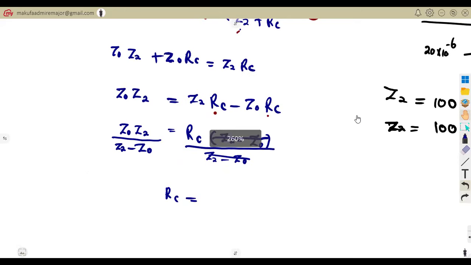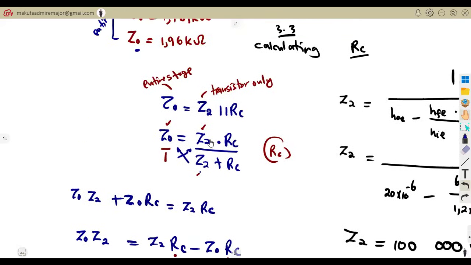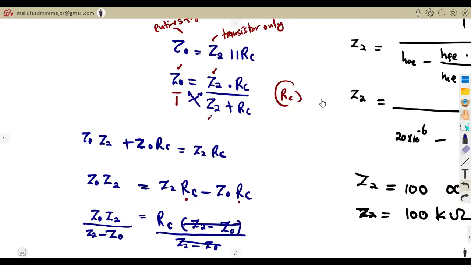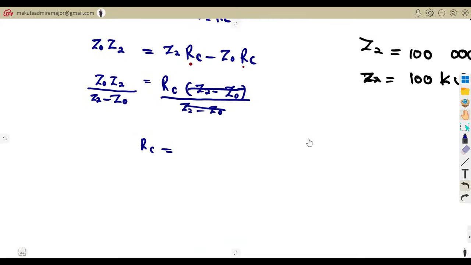We have our Z out of the entire stage. Remember, our Z out there is 1,96 kilo ohm, which, if multiplied by 1,000, is 1960 ohms. So you can substitute your values there. That's determining now the value of RC from what you are given. The values are already there. So what is it that we are given?